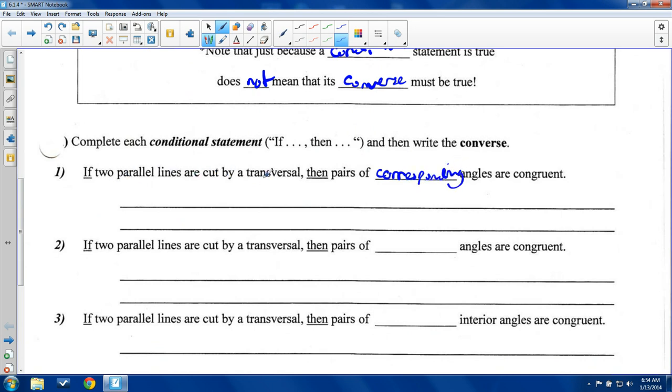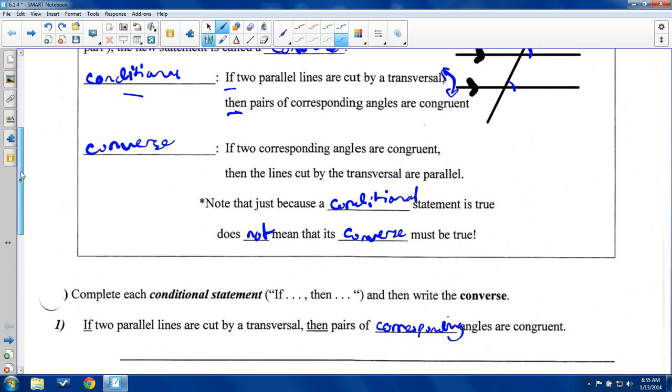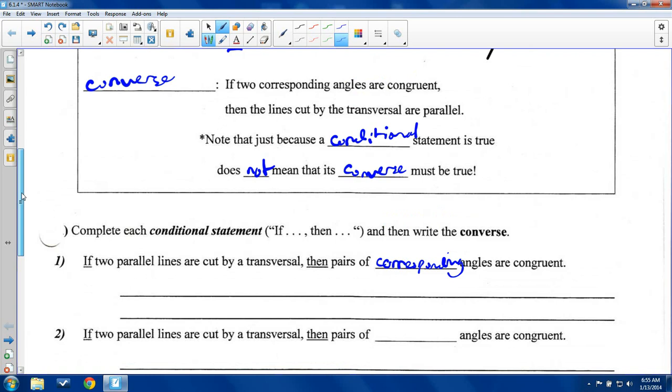Okay, two parallel lines are cut by a transversal, and pairs of corresponding angles are congruent. Now we gave the example and everything else. I think it was up here, right here. All right, and it's right there as well. Let's go and write that inverse, just like it is up here.